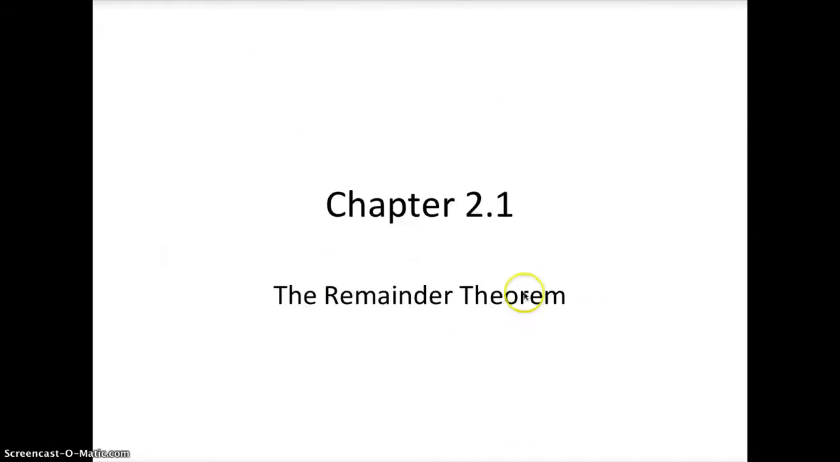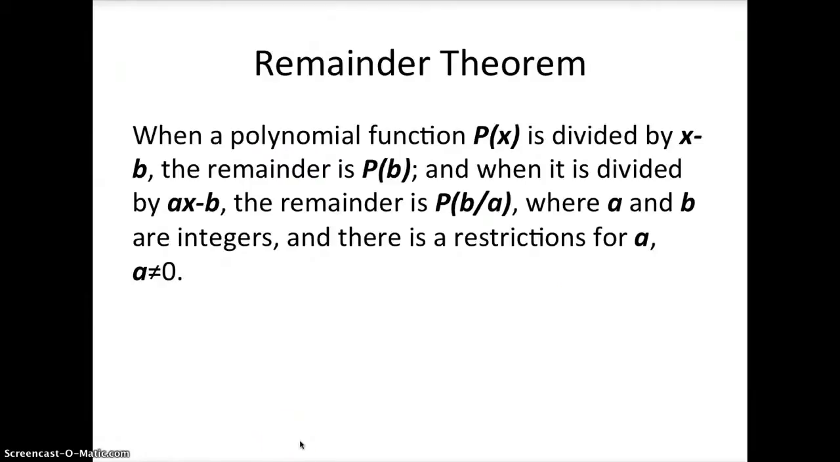So I'm going to present chapter 2.1, which is the remainder theorem. What is the remainder theorem? When a polynomial function P(x) is divided by x minus b, the remainder is P(b), and when it is divided by ax minus b, the remainder is P(b/a), where a and b are integers and there is a restriction for a, which is that a cannot be 0.